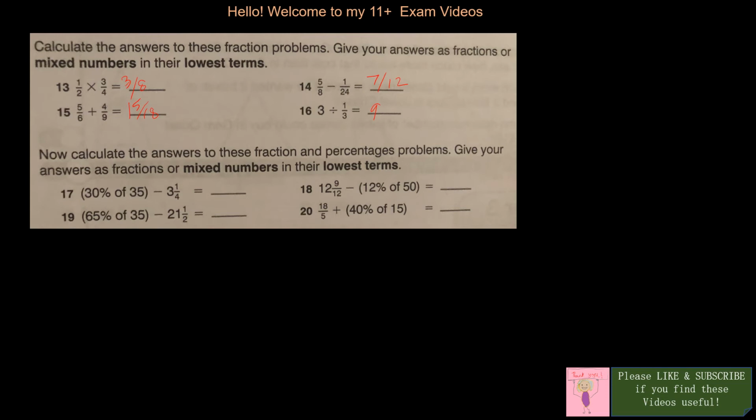The next one is saying now calculate the answers to these fractions and percentages problem. Right, so question number 17. So first we have to work out what's within the brackets. So let's do that. So it's 0.3 times 35. That is 5 times 3 is 15, 5 and 1, 10.5, minus 3.25, because 1/4 is 0.25.